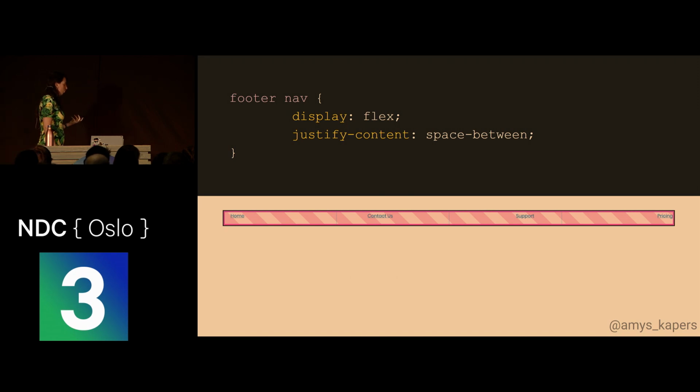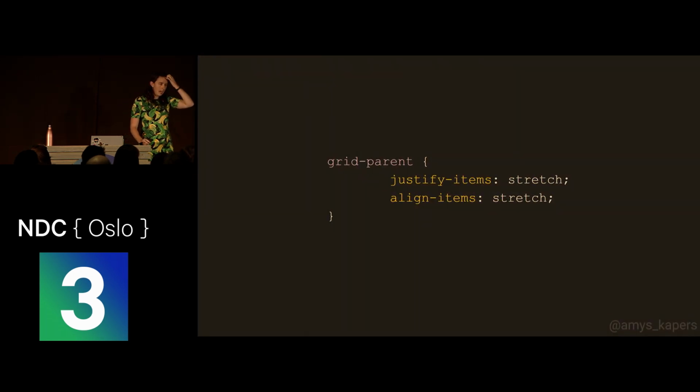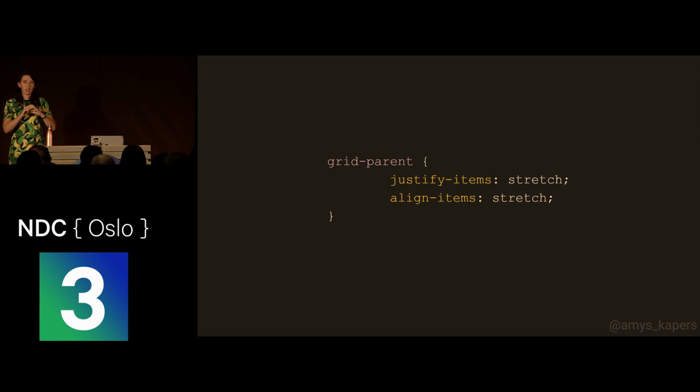Now, one of the other things that Grid does, so Grid has access to similar properties, justify items and align items. And by default, they're set to stretch. So if you've noticed in our grid, everything stretches to take up the full space it has available, even though we haven't set width and height on them. Most of the time this is what we're wanting to do, but we don't really want our footer to take up the full width. We just want it to take up as much space as it needs.